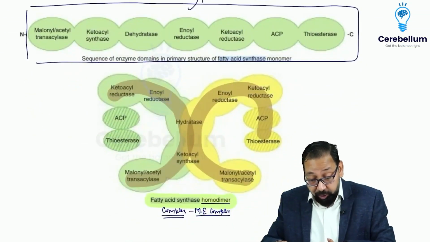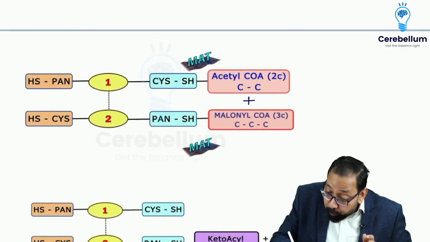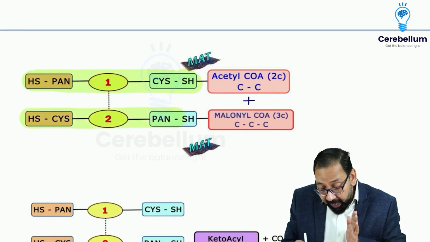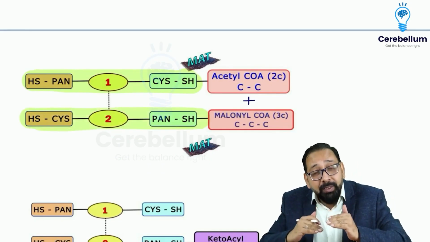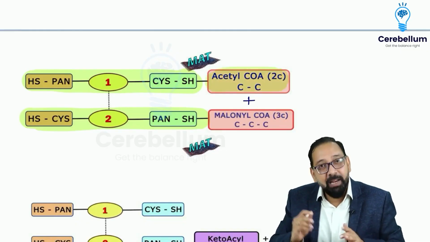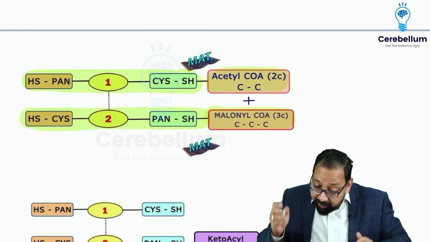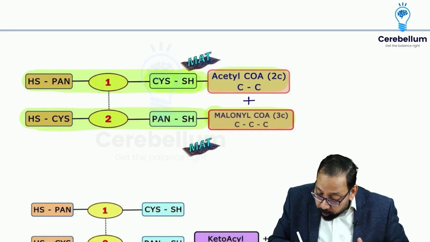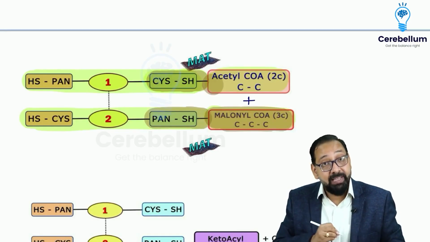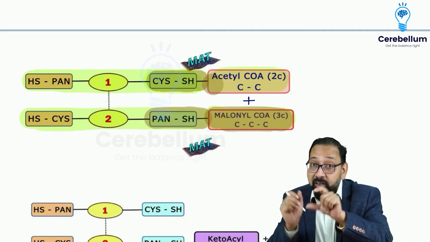This is a complex structure, so we will simplify the structure of the fatty acid synthase complex like this. I told you the fatty acid synthase complex is a dimer. This is one subunit, this is the second subunit. So this is the simplified structure of the fatty acid synthase complex. We had acetyl coenzyme A in the cytosol. We had malonyl coenzyme A in the cytosol. So now acetyl coenzyme A will come and bind to this fatty acid synthase complex. Malonyl coenzyme A will also bind to it. Now this acetyl and malonyl are attached to the fatty acid synthase complex.